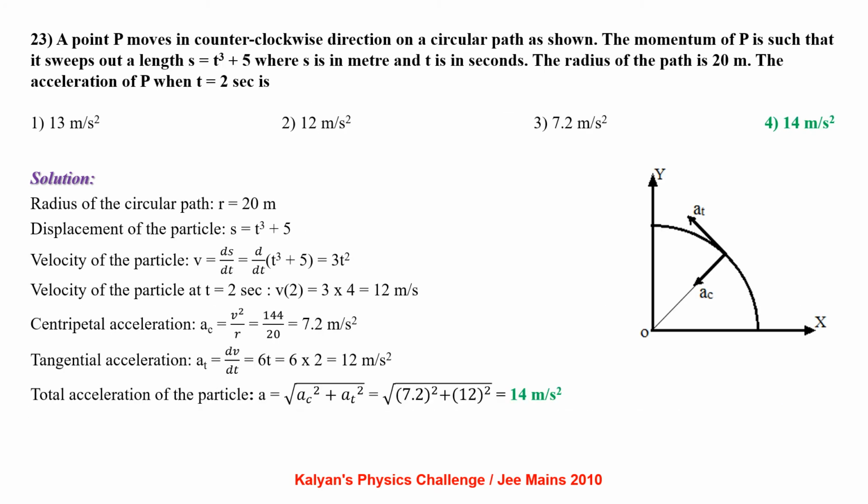A point P moves in a counterclockwise direction on a circular path as shown in the figure. The motion of P is such that it sweeps out a length s equal to t cube plus 5, where s is in meter and t is in seconds. The radius of the path is 20 meter. The acceleration of P when t equals 2 seconds is?